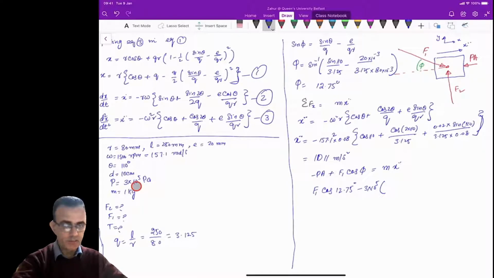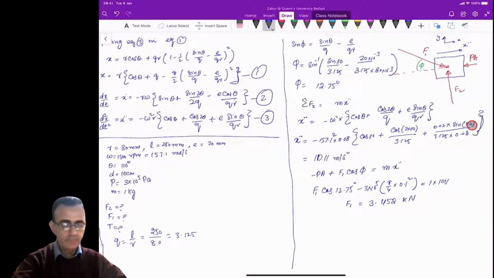which is pi by 4, and d square, so d of the piston is 10, which is 10 centimeter, which is 0.1 square. And then on the right hand side you have mass, so mass is 1 kilogram, and x double dot is 1011. So from here you can calculate the value of F1, which is going to be 3.452 kilonewton. So you will calculate this in Newton, and then you can convert into kilonewton here.